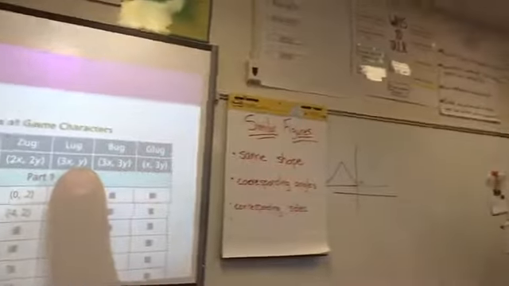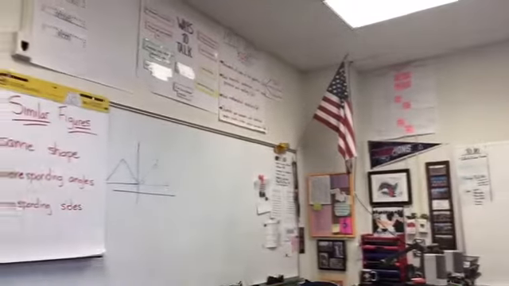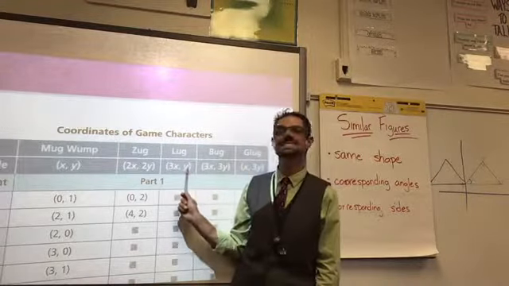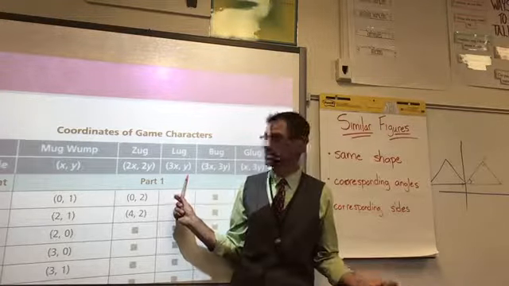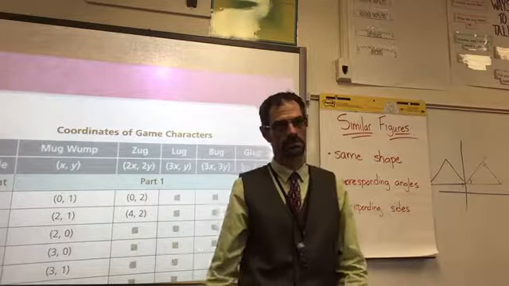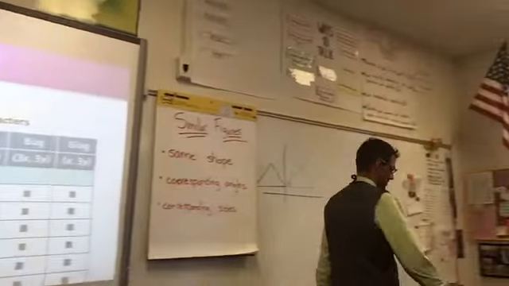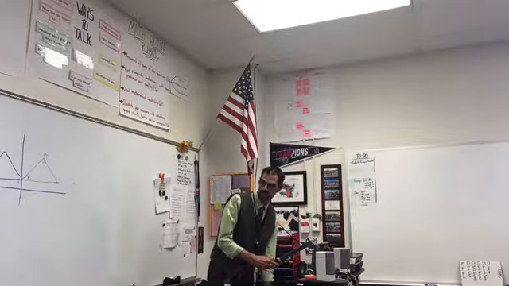Because when I go over here, it says so. It says right here, 3x and y. That means he's the same height. You could say that. They're the same height. And you could also say he is 300% wider. Okay, you could say he's three times wider. What about when comparing Zug? What do we know about Zug?